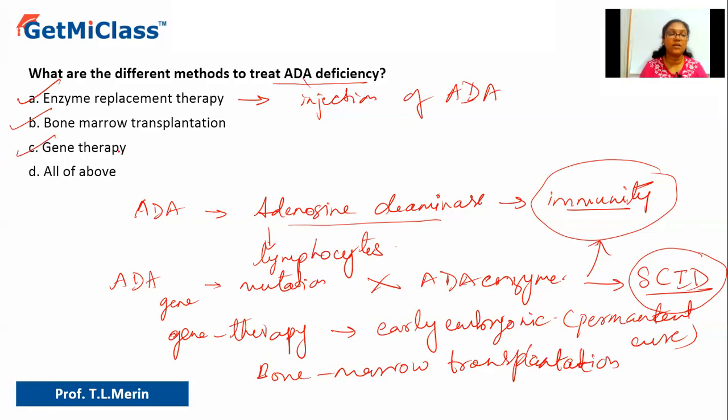Option C says gene therapy. If done in the early stage, this can be a permanent solution. Option D says all of the above. Yes, all of the above can be utilized to treat ADA deficiency. So let us conclude. What is the answer? The answer is option D.